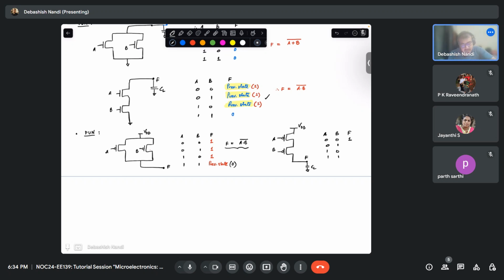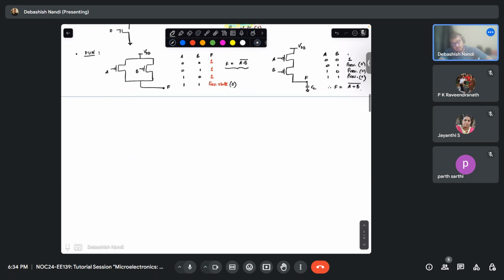0 1 means A is on, B is off because this is PMOS. So there will be no connection because these are connected in series. So again, this will be the previous state, this will be the previous state, and this will also be the previous state. If we assume the previous state is 0, then we see that this contraption gives us the OR operation. Okay. Now to build the CMOS logic, what do we need to do?